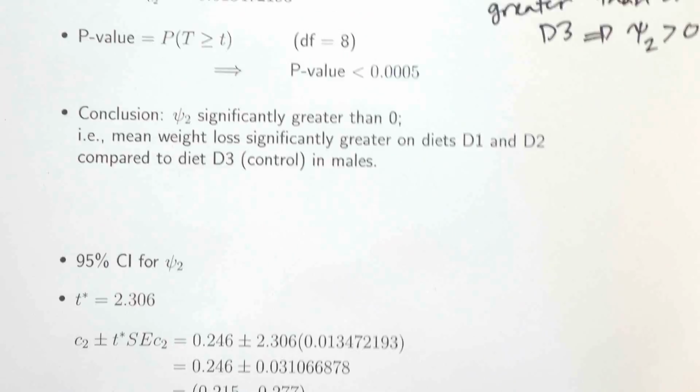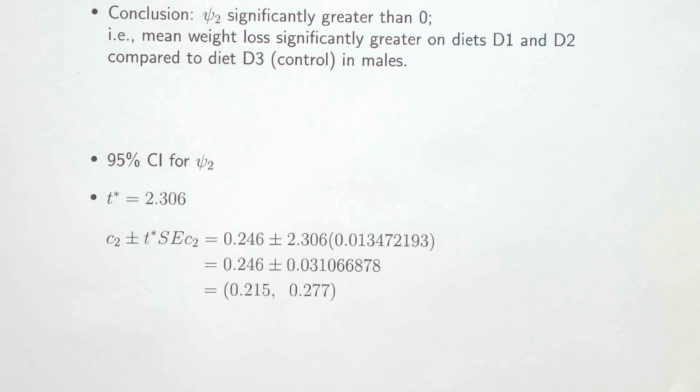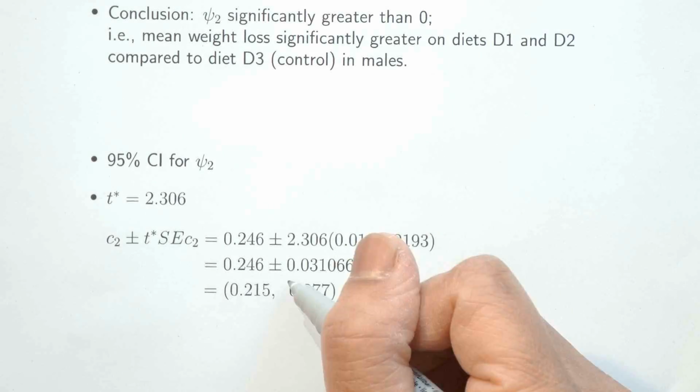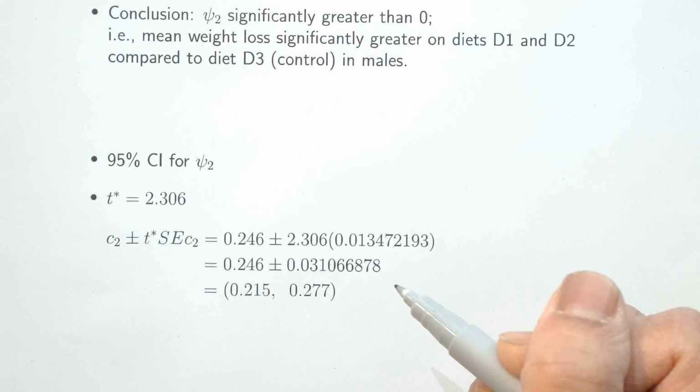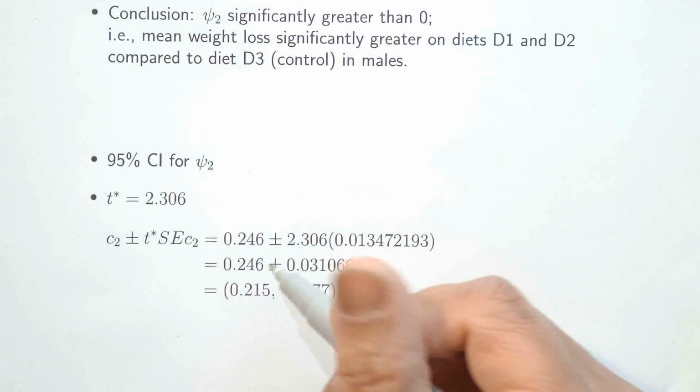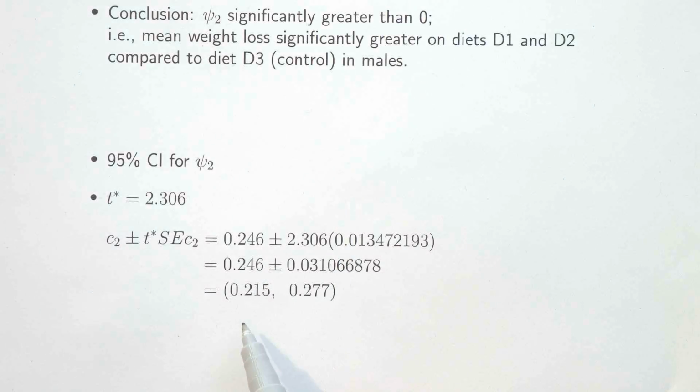To build a 95% confidence interval, we do the same game as we had before. We have to calculate our T star, and again, it's on 8 degrees of freedom, so it would be the same value as we used for contrast 1. And now we see that our margin of error is 0.031, which is a little bit smaller than what we had before, but now we're doing a different contrast, which is larger. So we end up with a confidence interval of 0.215 and 0.277.